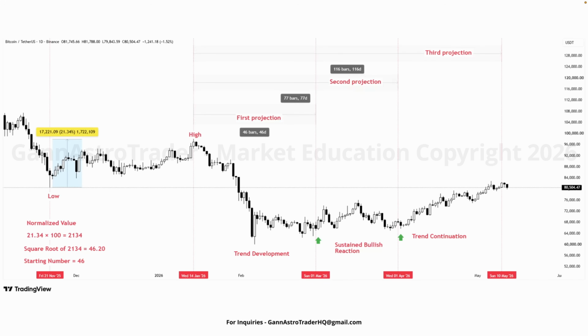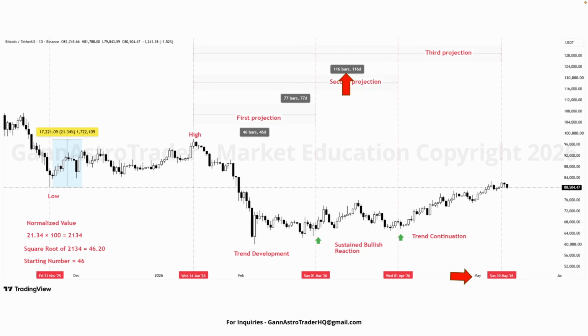As Bitcoin approaches the third projection, notice the condition of the market. The bullish trend has already been advancing for a considerable period. Momentum remains positive. However, extended trends eventually begin losing strength. The question now becomes whether this projection will produce another continuation or signal exhaustion. Observe what happens as price reaches 10th of May, 2026.